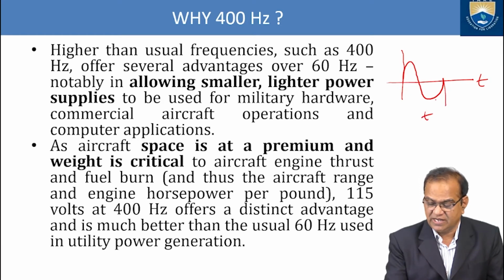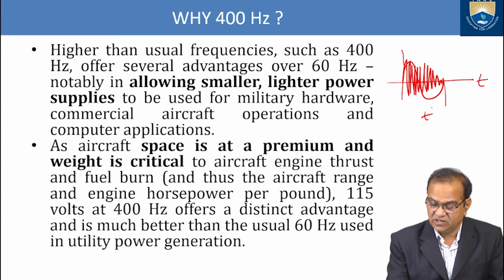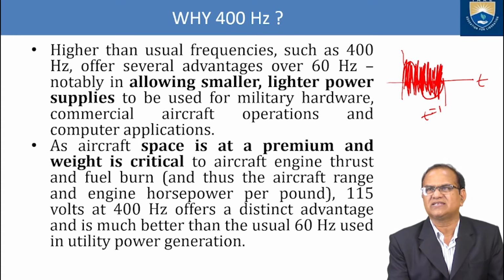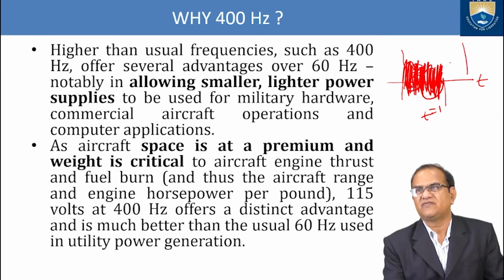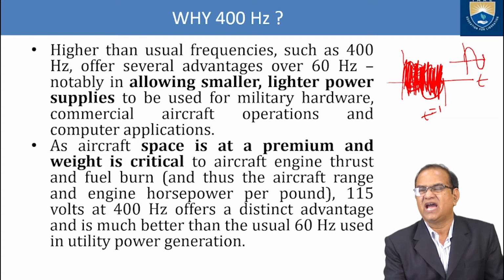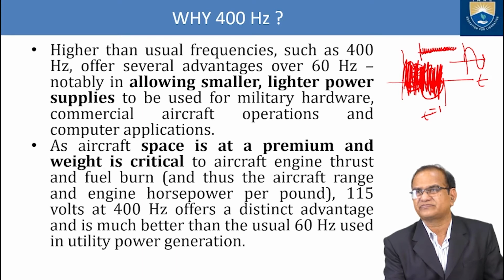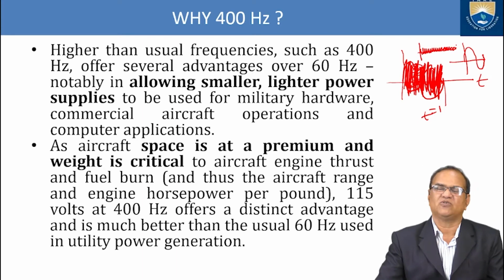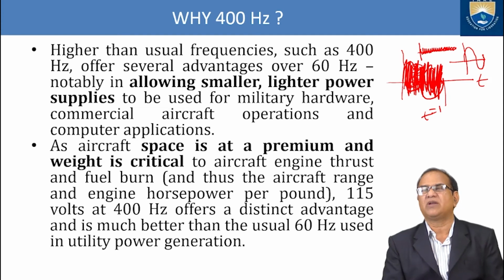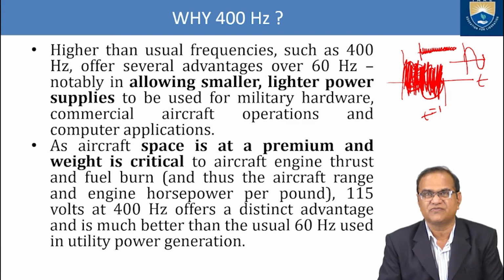In this 1 second, how many times? If it is 60, it will go 60 times like this. And if it is 400, in 1 second it will go 400 times, like this, like this, like this. So it will be very smooth. If it is 50, it is like this, and if you have 400, it will become like this, very smooth. It is like AC only. So most of the aircraft are using 400 hertz frequency.